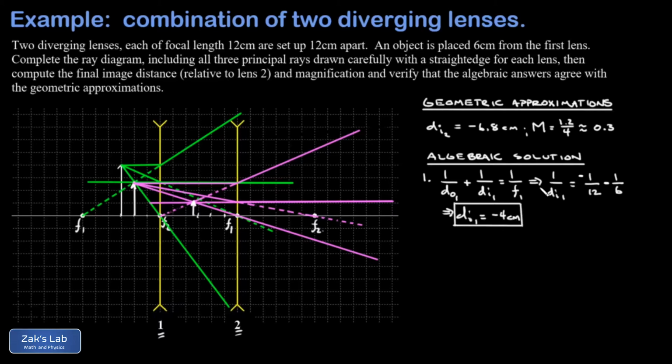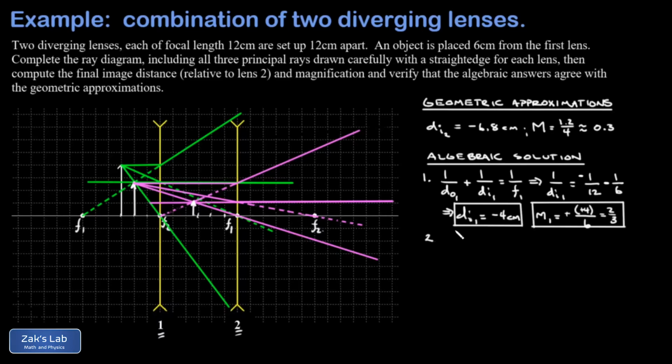I can also find the magnification for the first stage, and I'm going to call that little m1, and that's the negative of the image distance, which is negative 4. So this magnification is going to come out positive, and then divided by the original object distance, which was 6. So I end up with a positive 4 over 6, or 2/3.